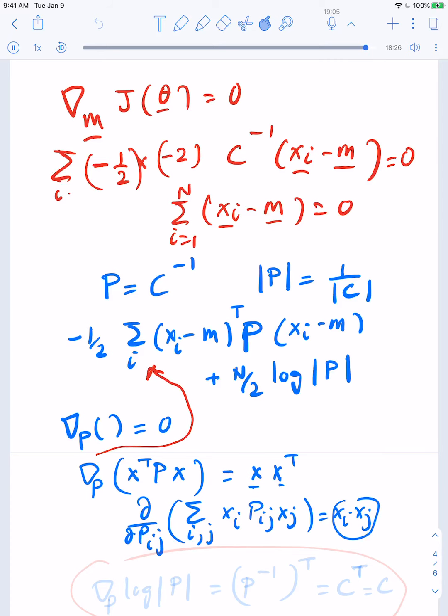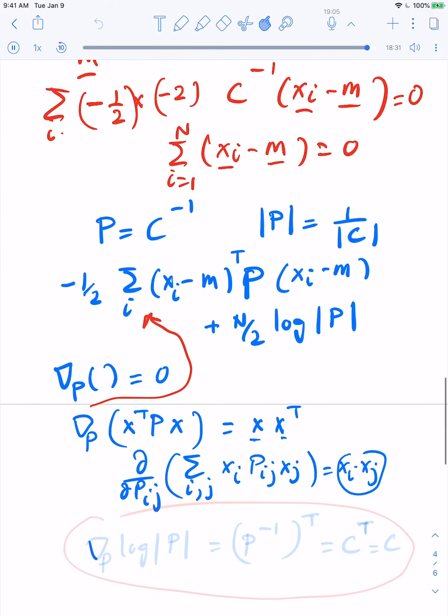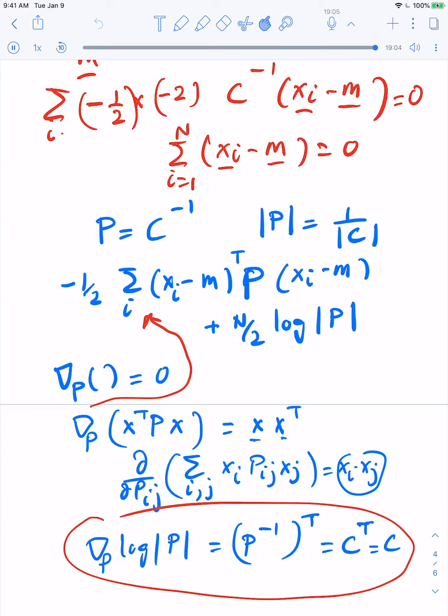And the other one, I'm going to have to state without proof, that del P of log of the determinant of P is just P inverse transpose. Remember, it again has to be a matrix of the same dimension as P. It's P inverse transpose, which in our case is C transpose. C is non-negative definite symmetric, so it's just C, right? So once you put those two things together, you get your answer. And this part requires a little more work, so I'm going to skip that.